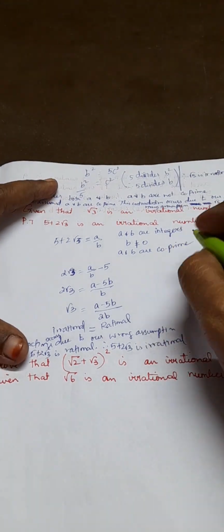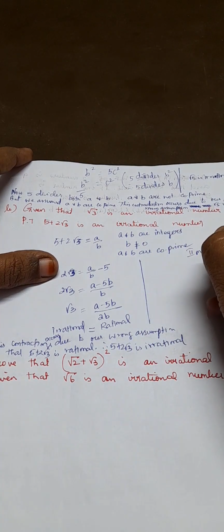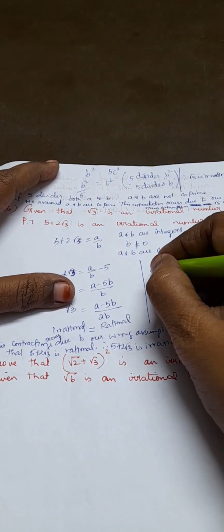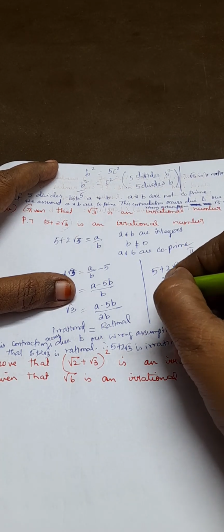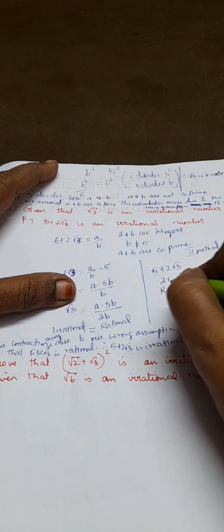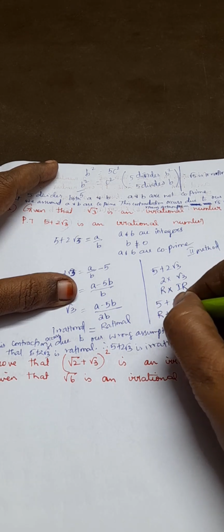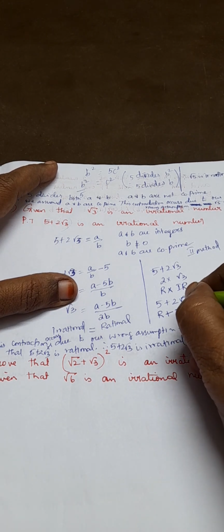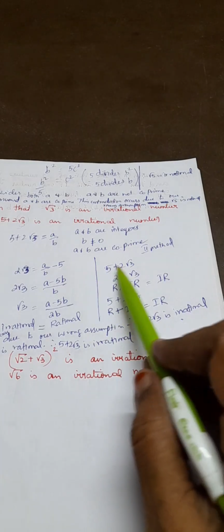Here I can take another method, the second method. They have given already root 3 is irrational, right? First, in 5 plus 2 root 3, you take 2 root 3, this is rational into irrational. What will I get? Irrational, right? Okay. Then 5 plus 2 root 3, 5 is, you know that, rational, plus irrational, I will get irrational. Therefore 5 plus 2 root 3 is irrational. Is it clear?